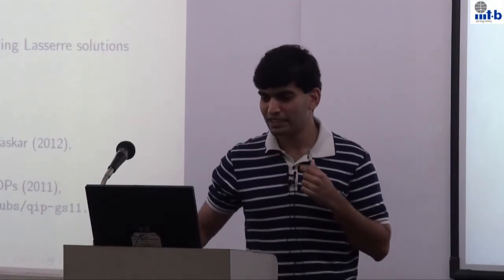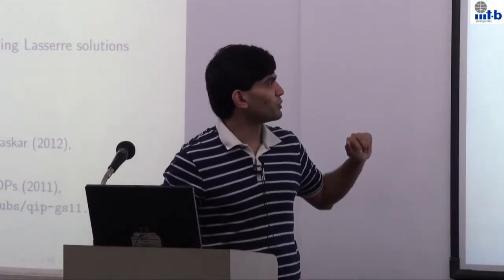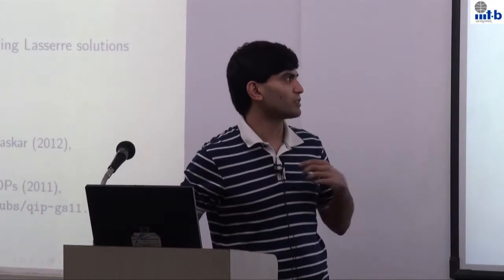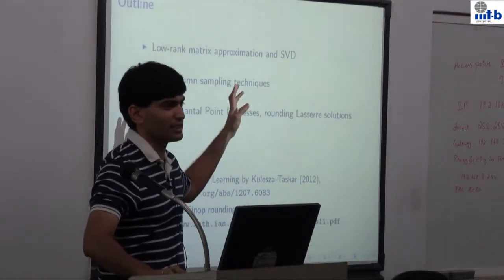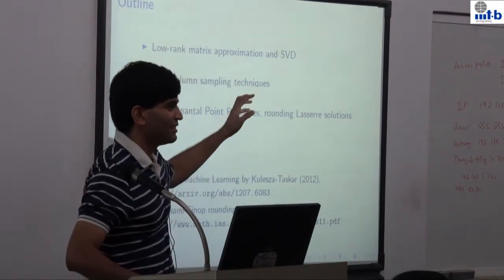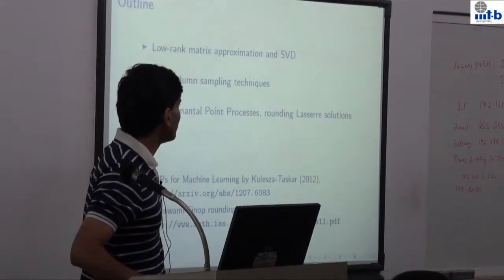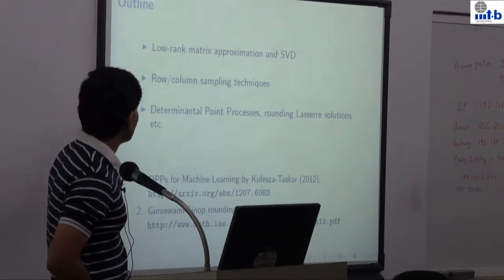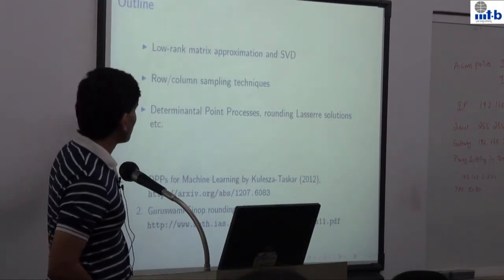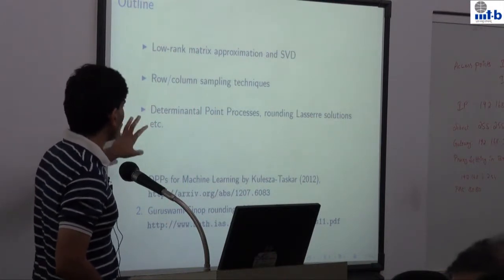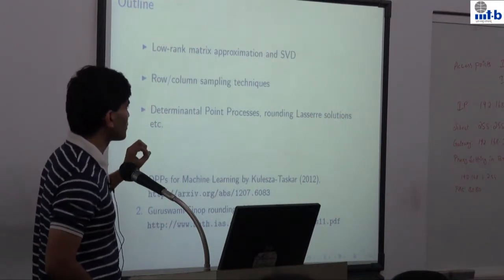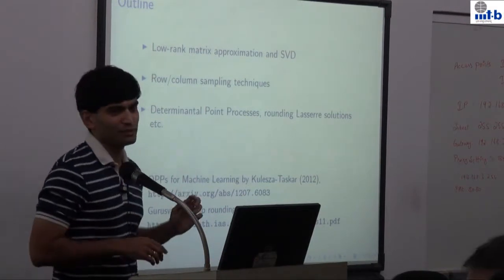So the outline is, I will tell you a little bit about this problem of low rank matrix approximation, and SVD, the singular value decomposition. That is another thing that you may have seen in linear algebra, but I will tell you what it means. Then I will tell you a little bit about row and column sampling techniques for these matrices, and later I will tell you some more connections to other areas of mathematics.